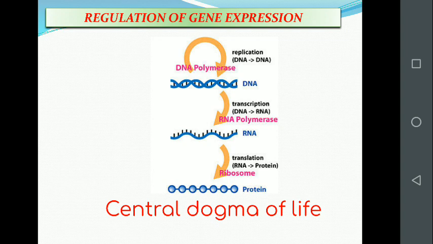Genes mean DNA, and the information at the DNA level doesn't translate into a polypeptide chain directly. First of all, a copy of the gene is prepared in the form of an mRNA, and only then does that mRNA enter the translation process, and a polypeptide chain is synthesized based on that mRNA molecule. That is why we have two processes in gene expression.